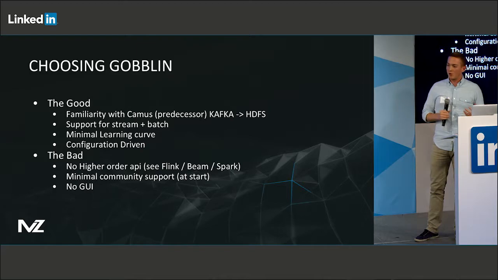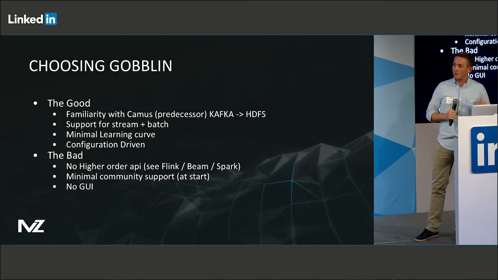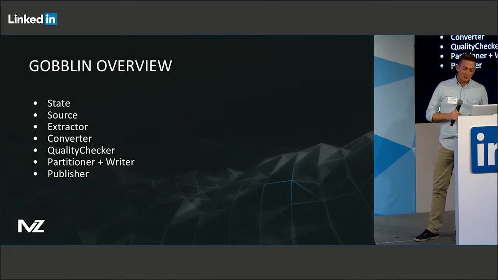If you want to do more complex transformations or more complex applications, you might want to use something like Flink, Beam, or Spark. They have a higher order API for interacting with data sets more so than Gobblin does. There wasn't really much community support when we started working with Gobblin, which was back in April of 2016, and there was no nice GUI to see where jobs were going and that sort of stuff. So that was some of the negative points with Gobblin, but it fit the bill, so we ended up going forward with it.